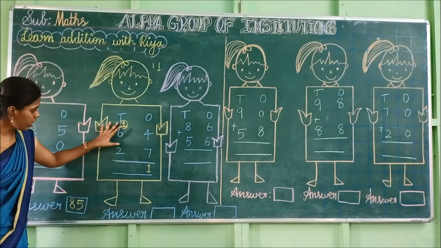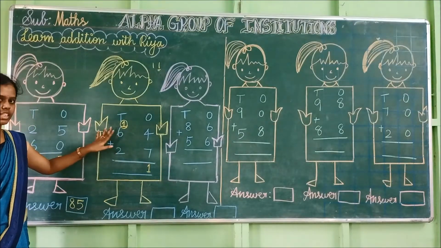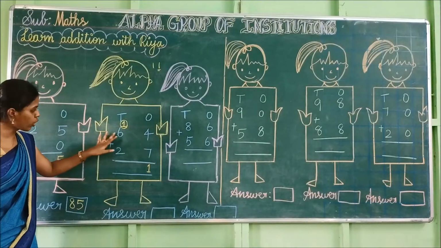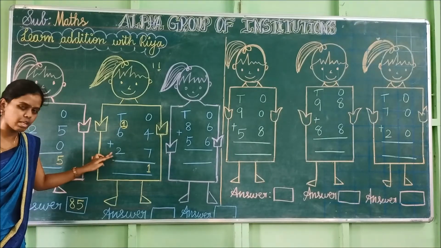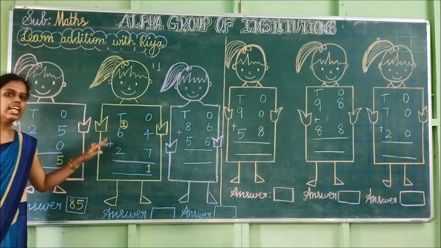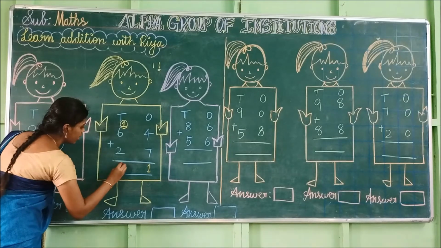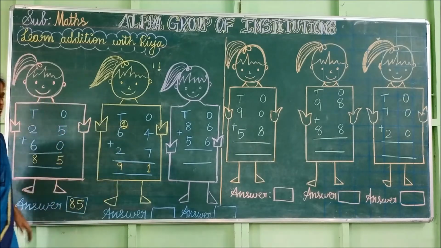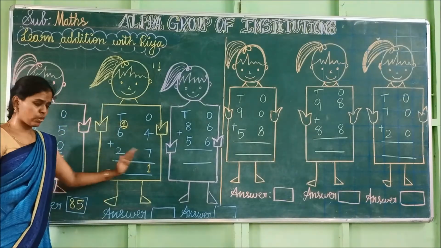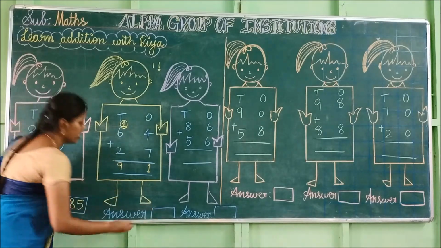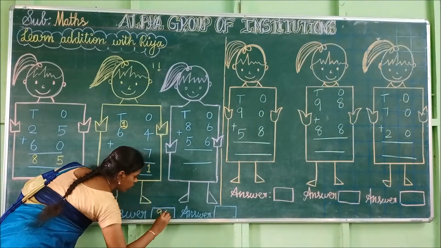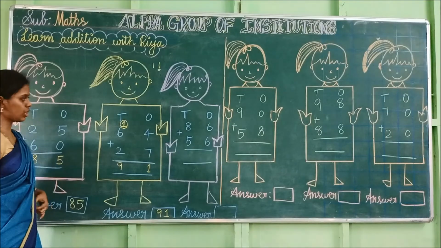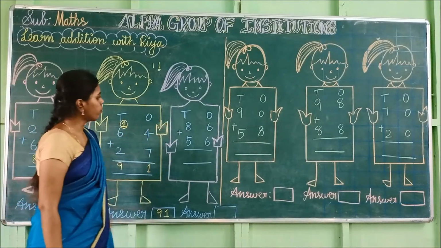We are going to add first these 2 numbers. We have got the answer 7. And then we are going to add that answer with this number. So 7 plus 2 is 9. Your answer is 9 here. After solving this one, we have to write the answer here as 91. Understood? See the next sum.